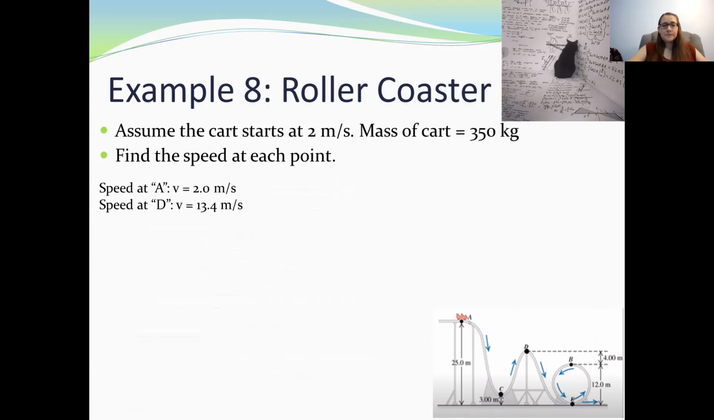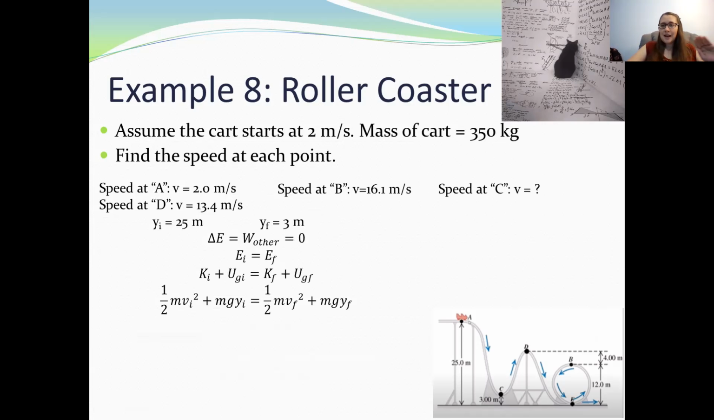So far, so good. Now looking at point C, because that's our next highest. Here we're only 3 meters off the ground. But again, we're following the exact same procedure. Now the only difference between point C and point B and point D is that final height. So now we just plug in 3 instead of 12 or 16.